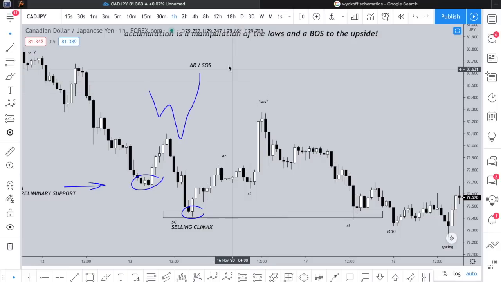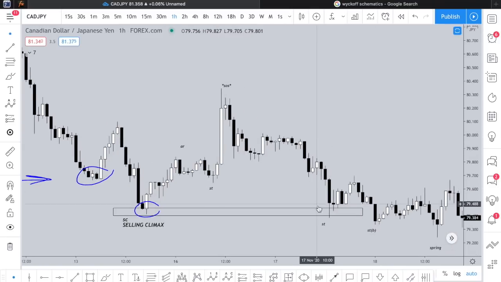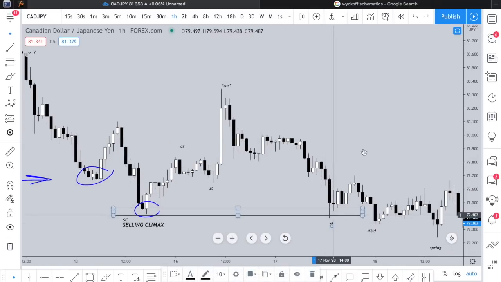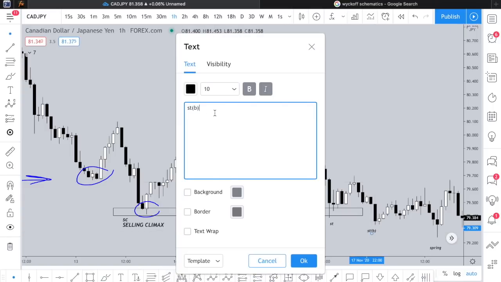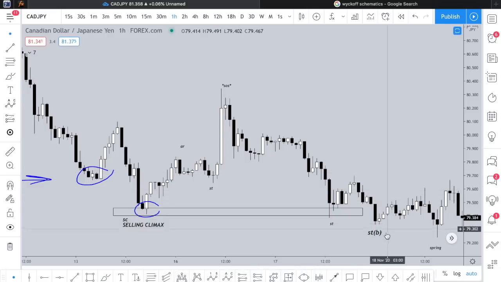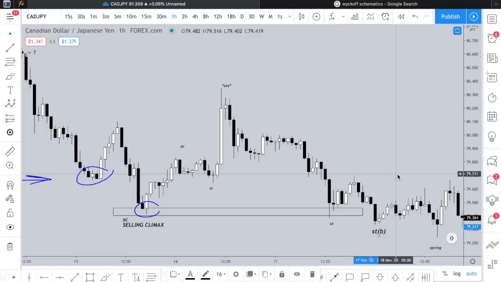As mentioned previously, you oftentimes get multiple secondary tests in the same range. This is another example of a secondary test where it simply has come back to, in a way, test that previous zone of demand. However, one of the major secondary tests is the secondary test that happens in phase B. And again, we're not going to talk too much about the Wyckoff phases right now. Maybe in another future video we will go into detail about that. But the way that I want everyone to look at secondary test in phase B is this is another manipulation of the lows.